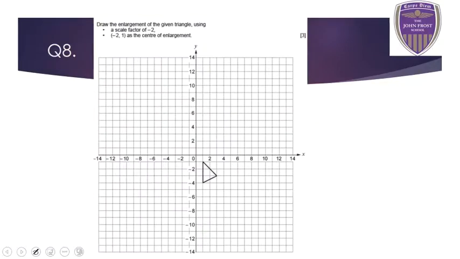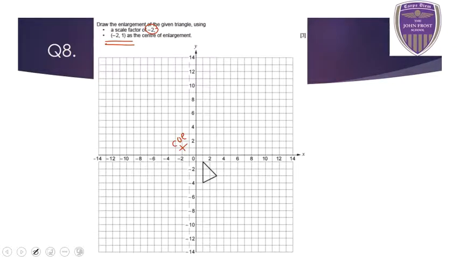Question A. This is an enlargement, but it's a negative scale factor of -2. And there's a centre of enlargement, -2, 1. So the first thing you should do is to plot the centre of enlargement. So -2, 1 is there. It's up to you if you want to label it centre of enlargement, as long as you know where it is. So let's have a look at how we do a negative scale factor enlargement.